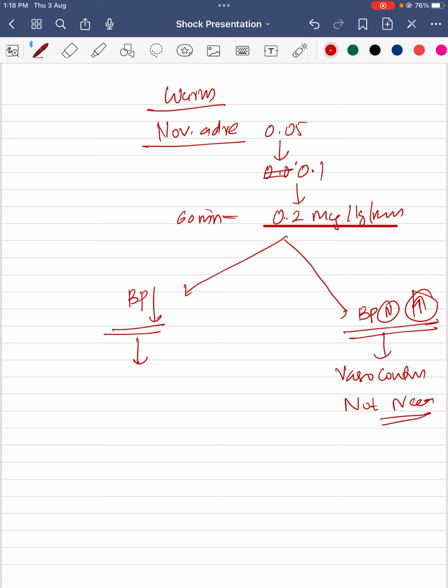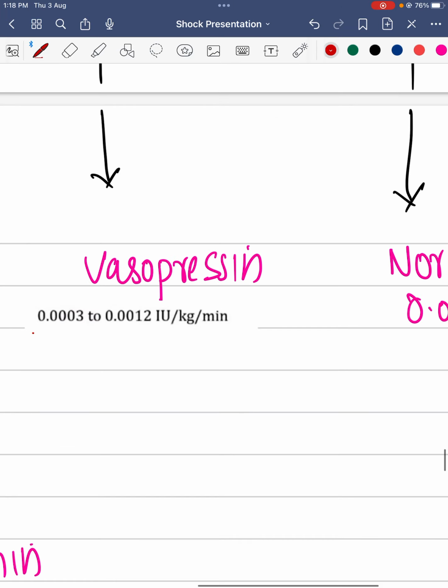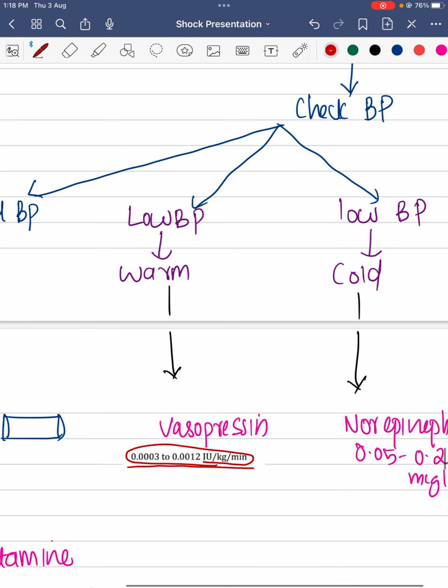If BP is still reducing, at that point add vasopressin, and the dose of vasopressin is 0.0003 to 0.0012 international unit per kg per minute. This is the dose of vasopressin. This much clear?